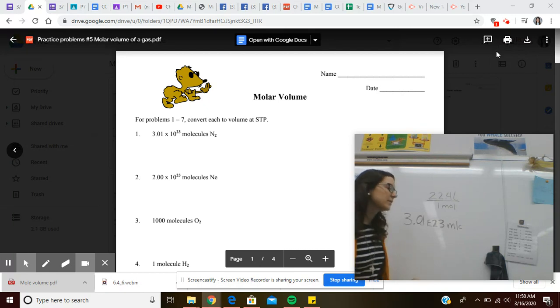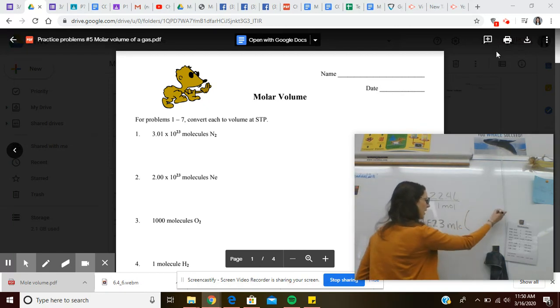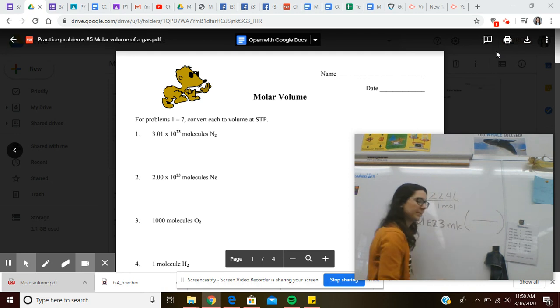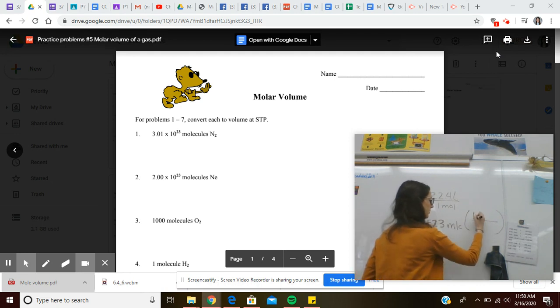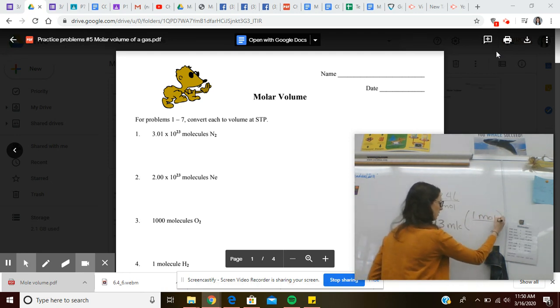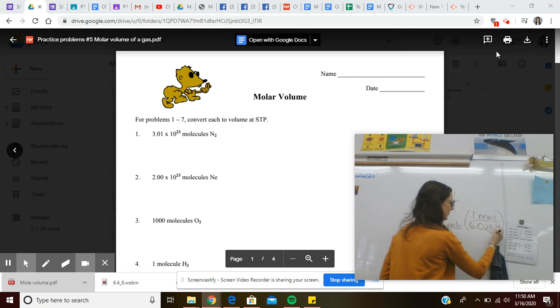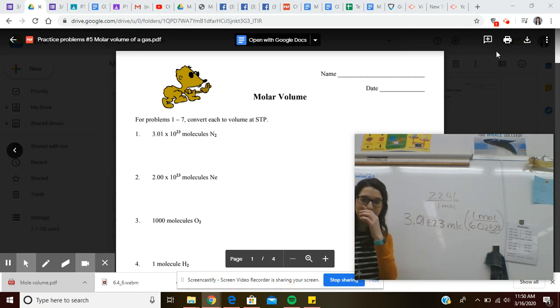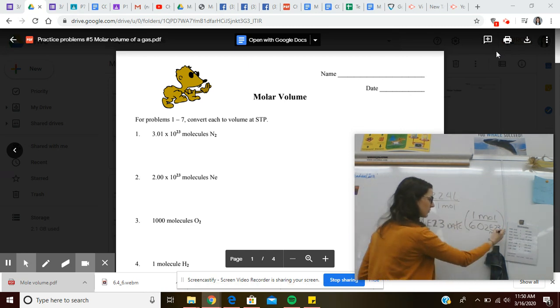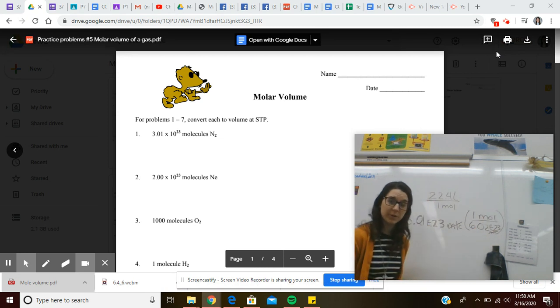How do I do that? Simply Avogadro's number. In 1 mole, we have 6.02 E23 molecules. There, because it ran out of room. So then our unit for molecules is going to cancel out, and we end up with moles.